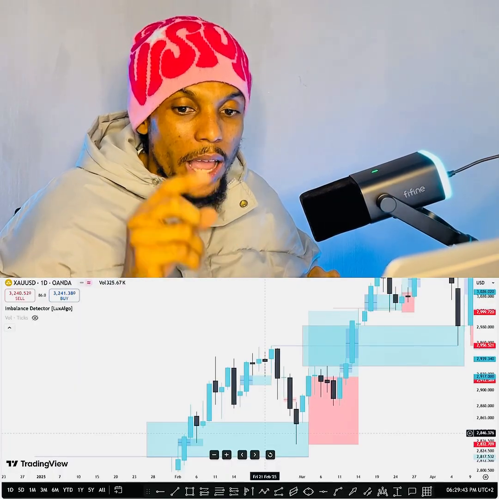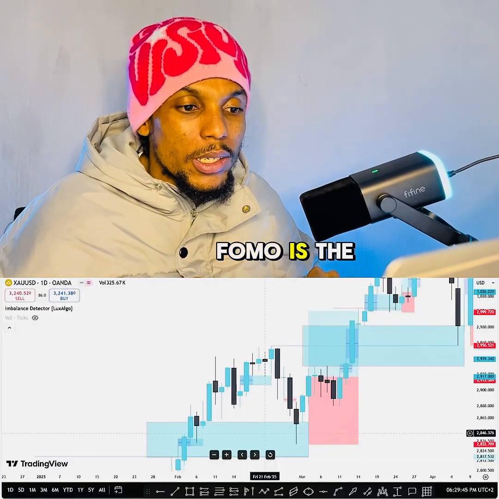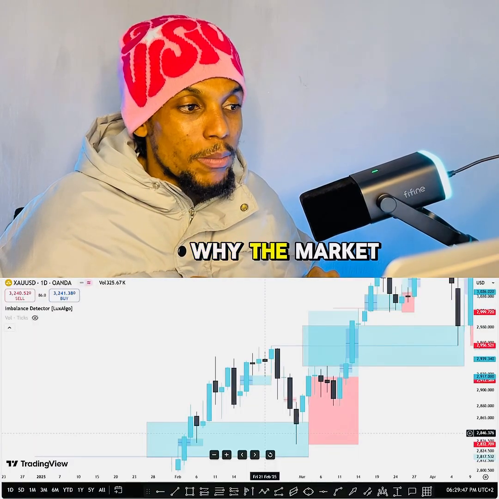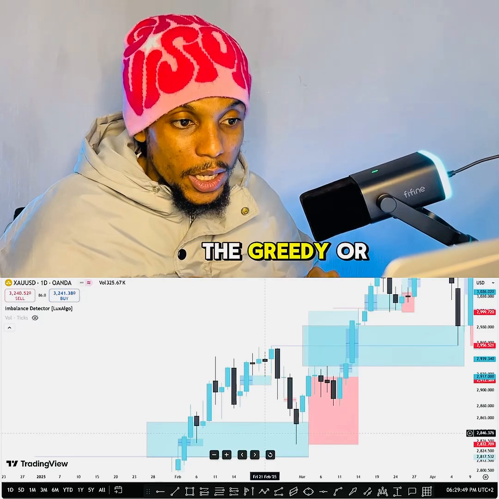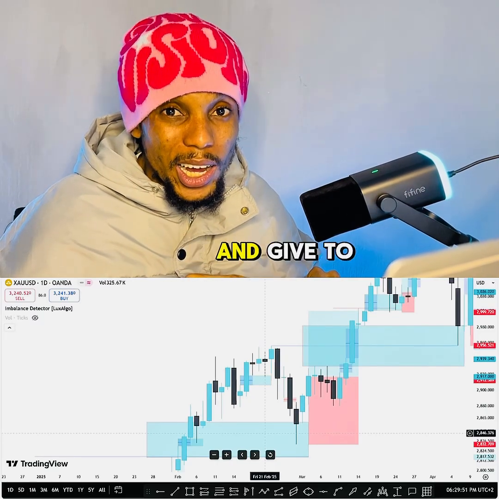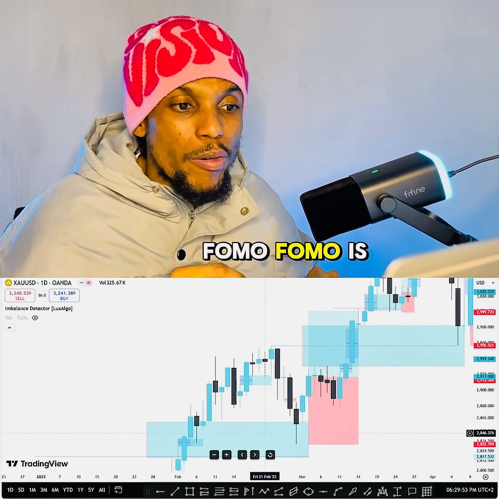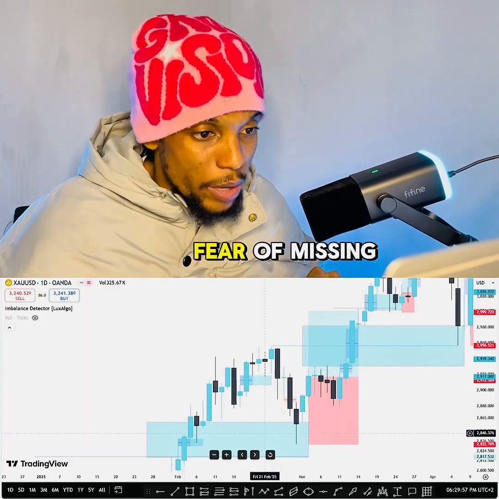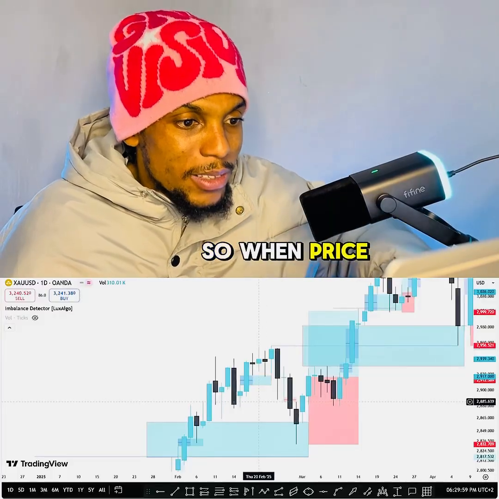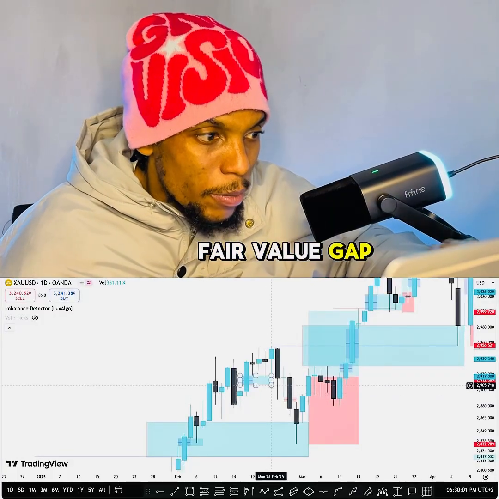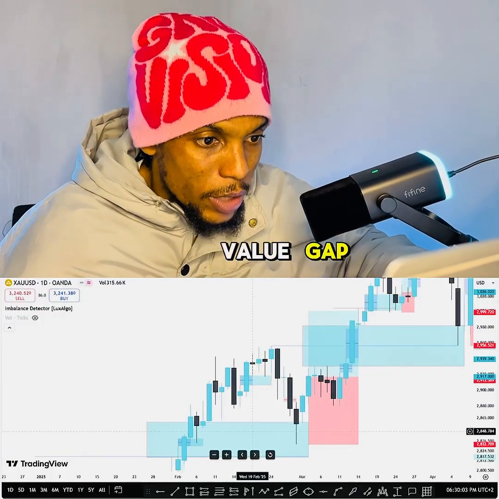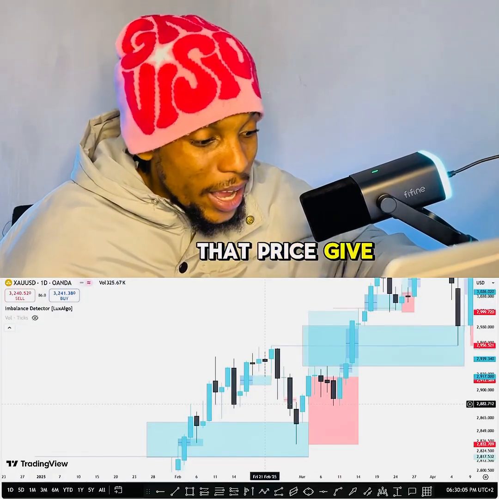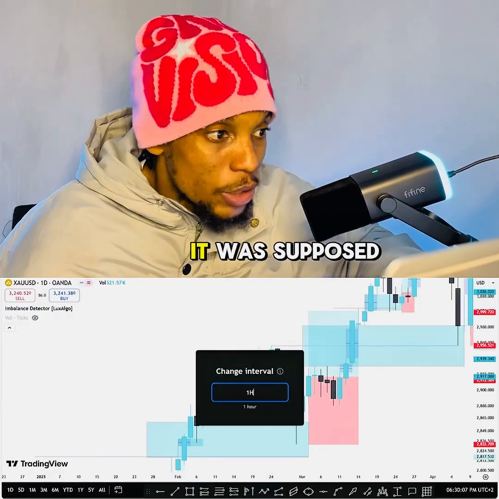FOMO is the reason why the market takes away from the greedy or the impatient and gives to the patient. FOMO is fear of missing out, right? So when price came into this daily time frame fair value gap, going down to the 1 hour time frame fair value gap, you would see that price gave every action it was supposed to give.